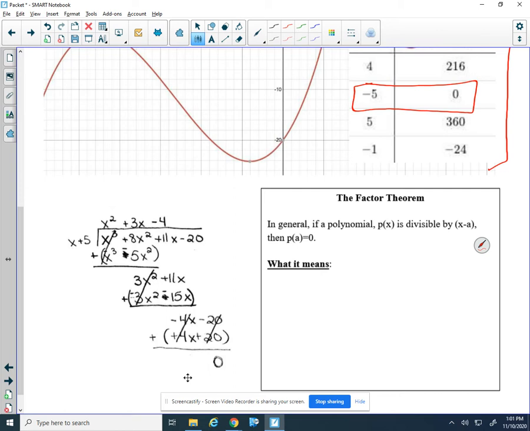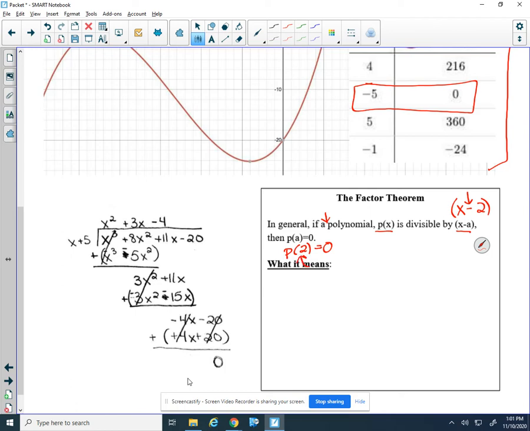The factor theorem in complicated math terms says, in general, if a polynomial p of x, and they just use p of x to go with the fact that polynomial starts with p, is divisible by x minus a, let's say x minus 2, then p of a would equal 0. So p of 2 would equal 0, because if it is negative in the factor, we check it at the opposite sign for that number.